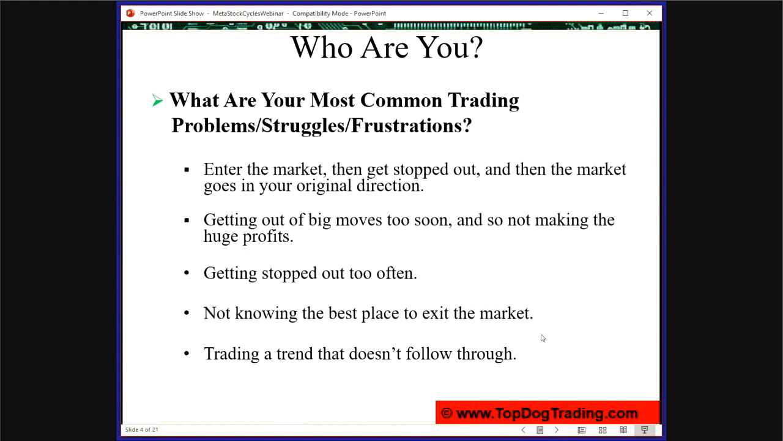So these are the 5 top issues that people reported. If you have any of these issues, don't feel bad. You are not alone. You are not a uniquely bad trader. There's nothing wrong with you.